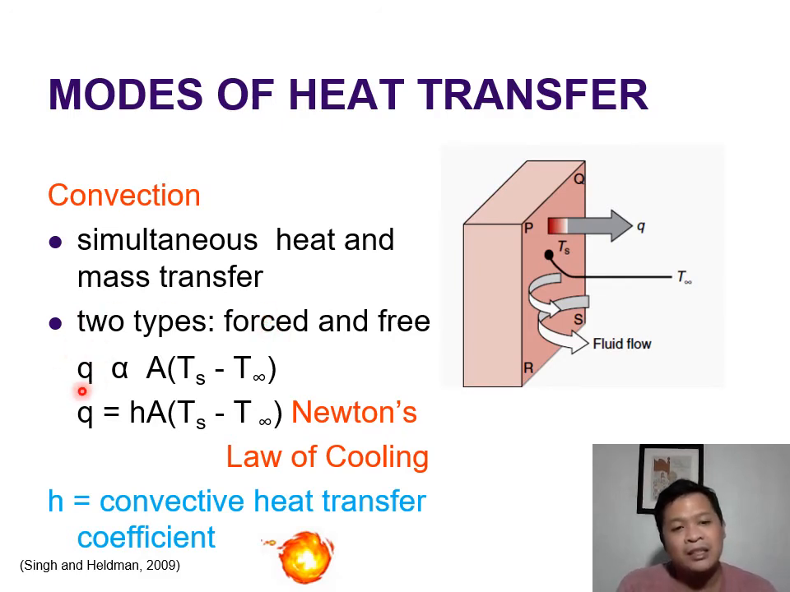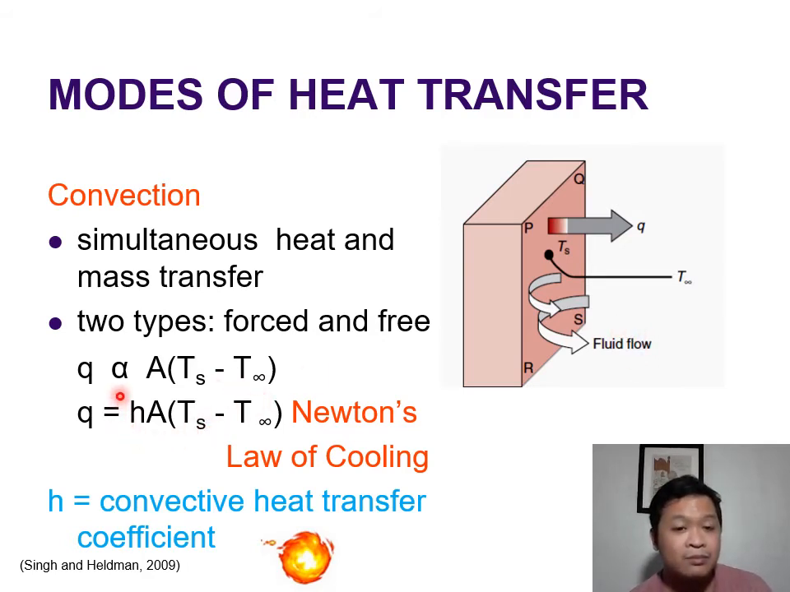The heat transfer rate Q is proportional to the area where the heat transfer happens, and the difference in temperature between the surface and the middle of the fluid. So typically, convective heat transfer happens in this case between the wall where the heat comes from, where the heat passes through, and the fluid medium that circulates as it heats and cools and transfers heat. Okay.